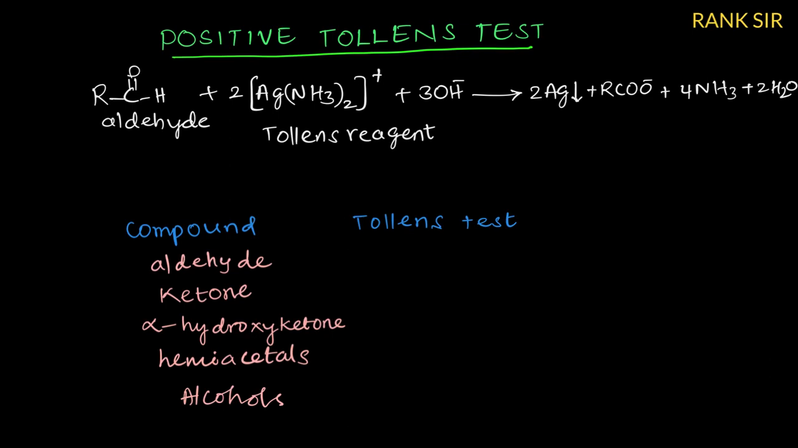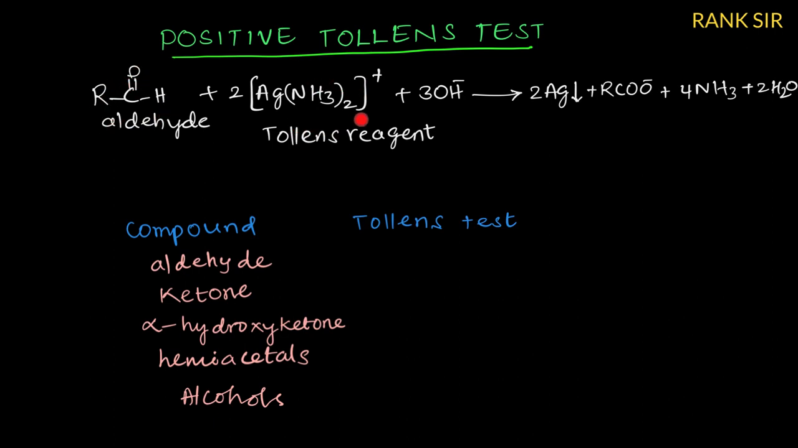Hello everyone, today I want to explain about the positive Tollens test. What is the Tollens reagent? Ammoniacal silver nitrate. Keep in mind, ammoniacal silver nitrate solution is called Tollens reagent.